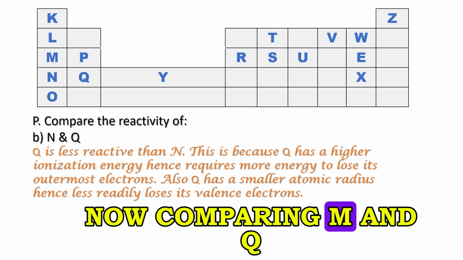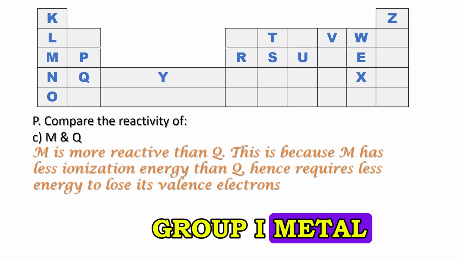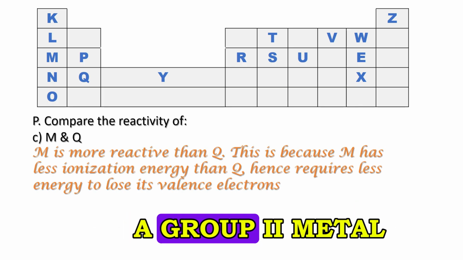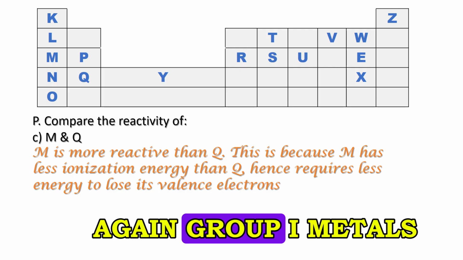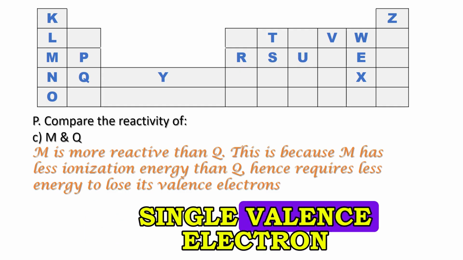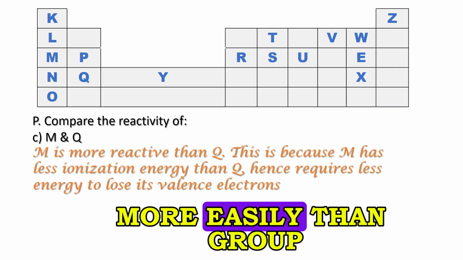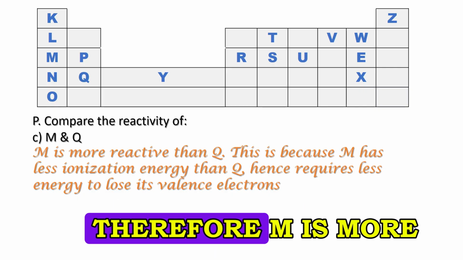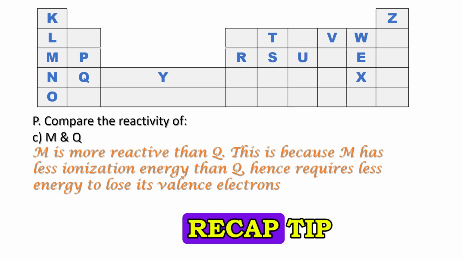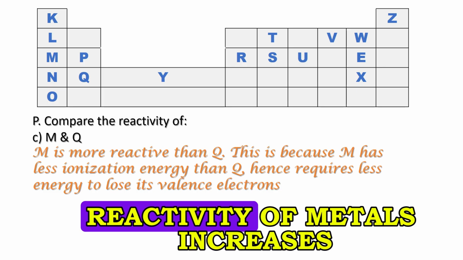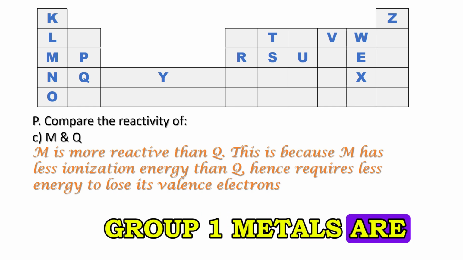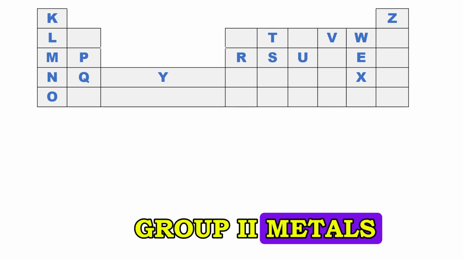Now, comparing M and Q. M, sodium, is a group 1 metal, and Q, calcium, is a group 2 metal. Again, group 1 metals are generally more reactive since they lose a single valence electron more easily than group 2 metals. Therefore, M is more reactive than Q. Here is a quick recap. Tip: reactivity of metals increases down a group. Group 1 metals are more reactive than group 2 metals.